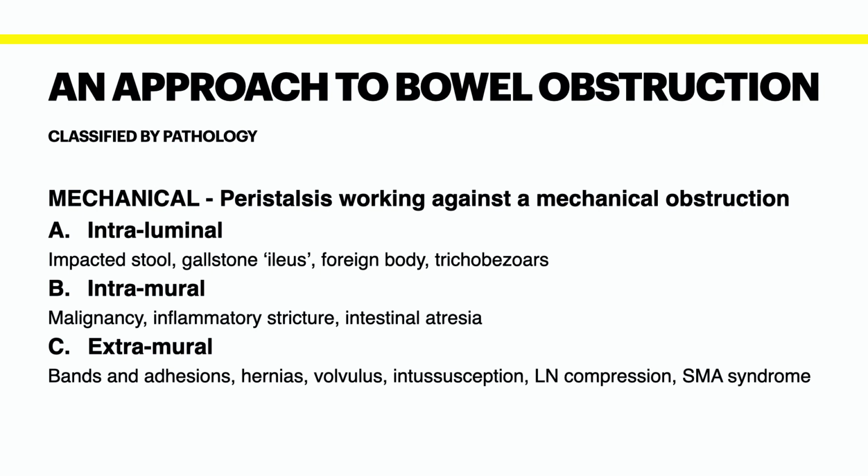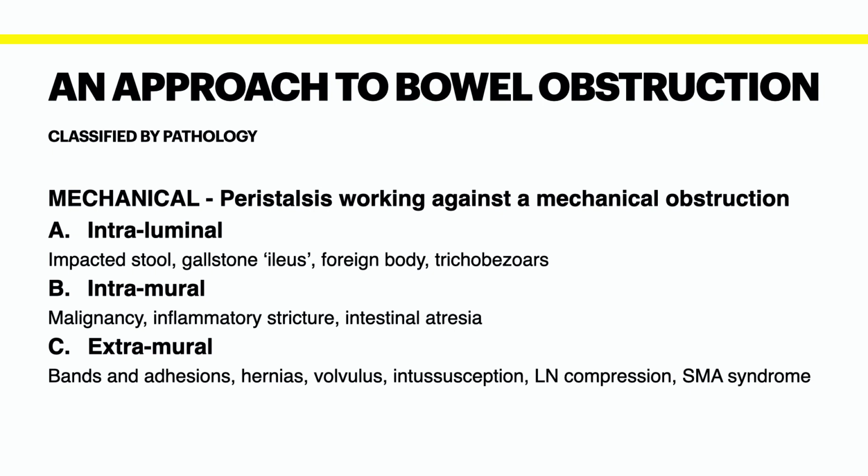Intramural mechanical obstructions can include malignancies and malignant strictures, inflammatory strictures due to tuberculosis, Crohn's, diverticulitis, or radiation colitis, as well as intestinal atresia in your pediatric population. Extramural causes of mechanical obstruction include intraperitoneal bands and adhesions, hernias, volvuluses of the sigmoid or cecum, intussusception, lymph node compression, and superior mesenteric artery syndrome.